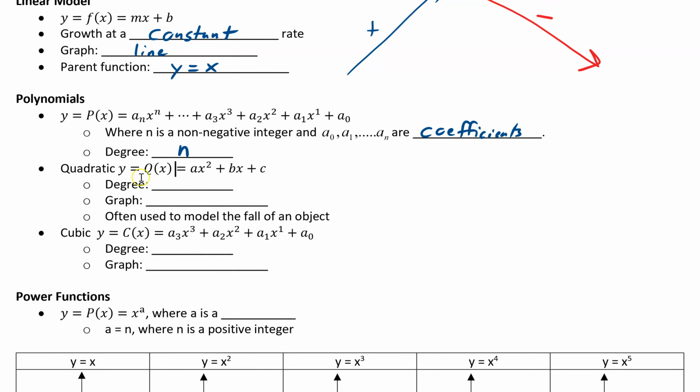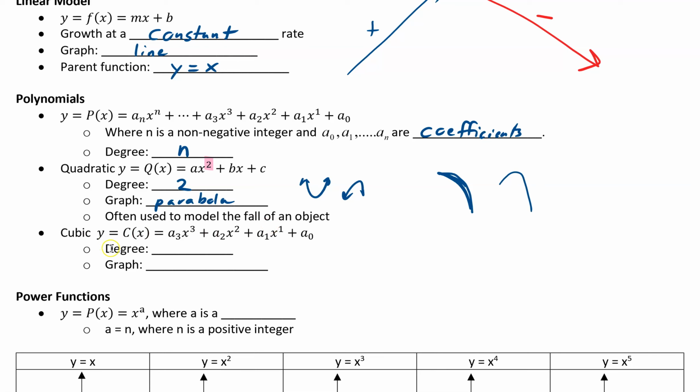We also have some special polynomials. Quadratic, this is a degree 2. Just look at our exponent here. And its graph is a parabola. That's that U-shaped one, upward or downward. We use these often to model the fall of an object. Like this, you can see that's a parabola there. It has that parabolic shape, or it could be launched up and then falling.